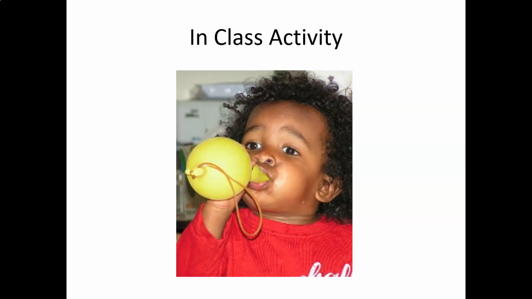Can't really do the in-class activity, but we do something in lab that relates to this. So just go back to your lab stuff and we'll just sort of ignore the next part of that.